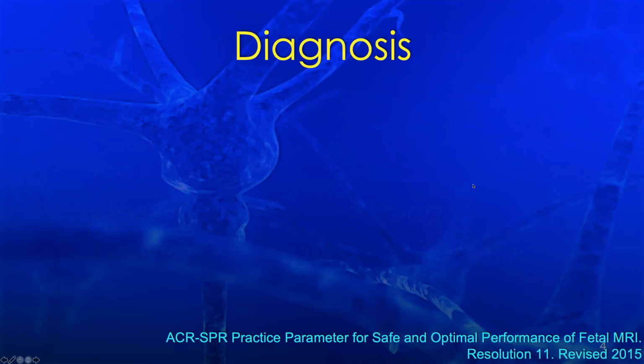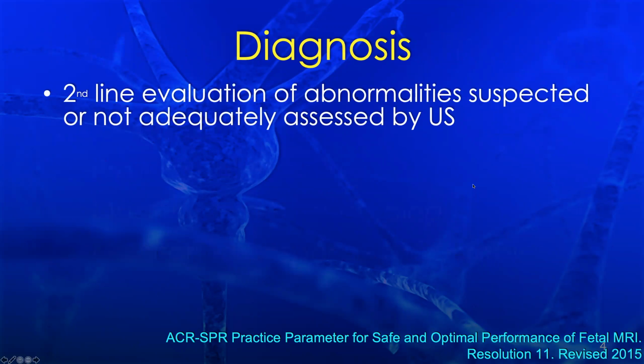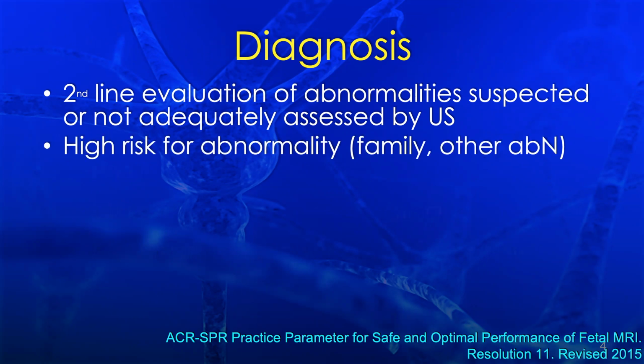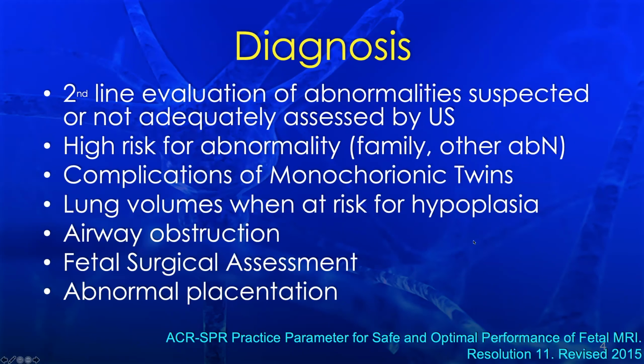So in diagnosis, we've known for a long time now that MRI provides a second line evaluation of abnormalities suspected or not adequately assessed by ultrasound. In addition, we'll screen for abnormalities, particularly neuroabnormalities, if there's a family risk or other abnormalities for a higher level assessment. There's many other areas too where MRI plays a significant clinical role. And again, this is in the qualitative visual assessment by trained pediatric and fetal radiologists.